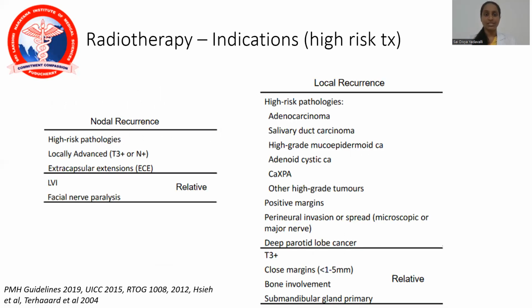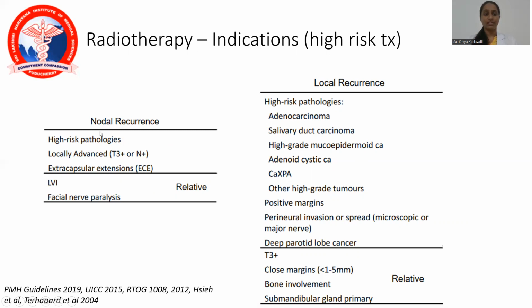Radiation therapy is used as an adjuvant. The indications include cases in which there is a high risk of recurrence, either high risk of local recurrence or nodal recurrence. The high risk of local recurrence may be because of certain pathologies, positive margins, perineural invasion or spread, or tumor in the deep lobe. Also, there are some relative indications.